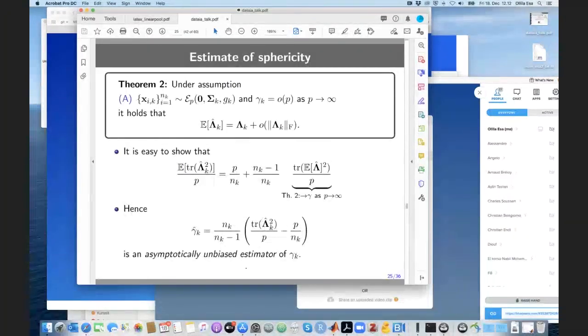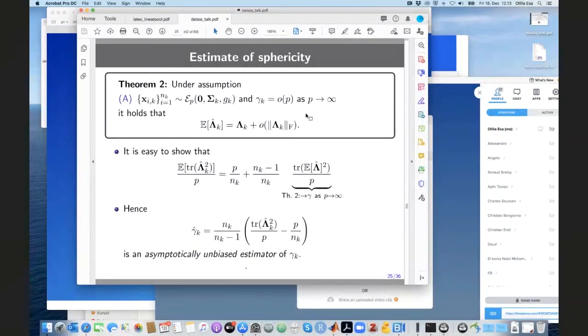We just take the square of that and the trace of that. So this will be just the mean of the squared eigenvalues of the spatial sign covariance matrix. We subtract this term here and scale it, and that's our estimate. So it's rather easy to compute. And we then have some theoretical results showing that this is actually an asymptotically unbiased estimator when p, the dimension, goes to infinity.